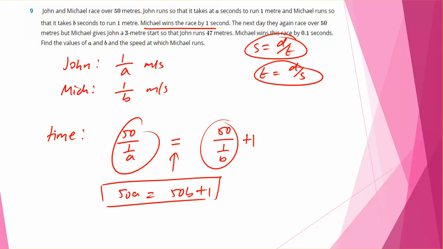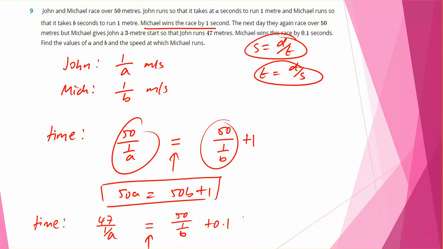Now it says on the next day they race again over 50 meters, but Michael gives John a 3 meter head start so that John runs 47 meters. Again we're comparing the times. For John, instead of the distance being 50 meters, it's now 47 meters. So the expression for time is 47 on speed, which is the same speed, but he's running less distance. For Michael, he is still running 50 meters and his speed's still the same. Now Michael wins the race by 0.1 second this time, not 1 second anymore. So in order to make this equal, we need to add 0.1 here.